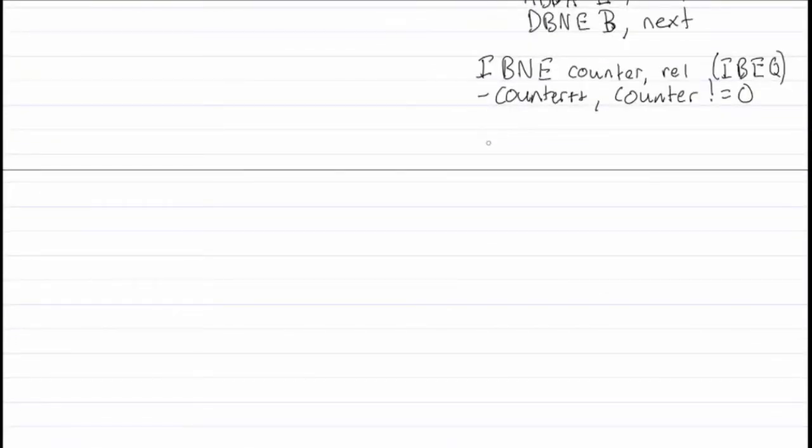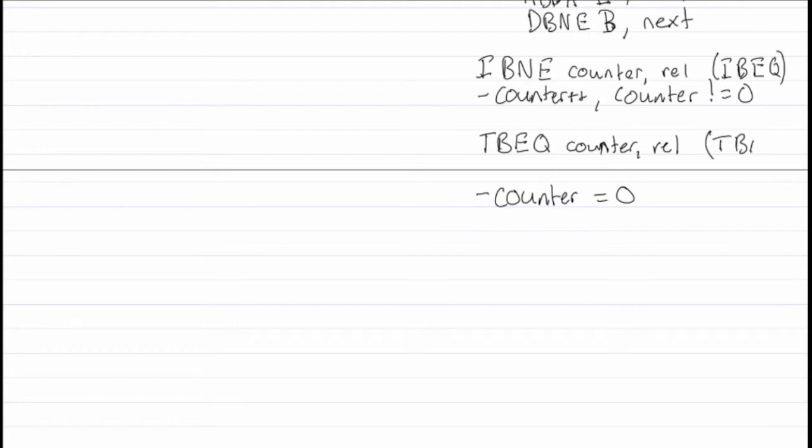Alright, and the final instruction here is the TBEQ instruction. And this also takes a counter and a relative offset. Basically, all it does is check if the counter is equal to 0, and that's all it tests for. That's all it is. And there's also TBNE, which tests for when the counter is not equal to 0.